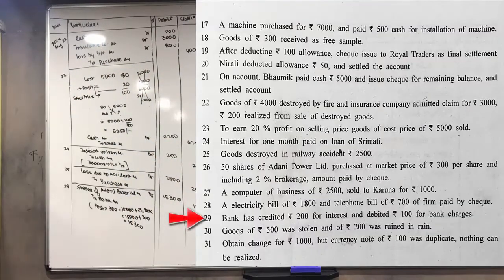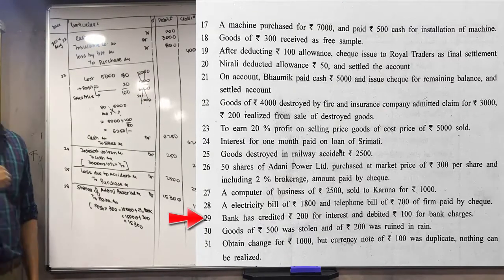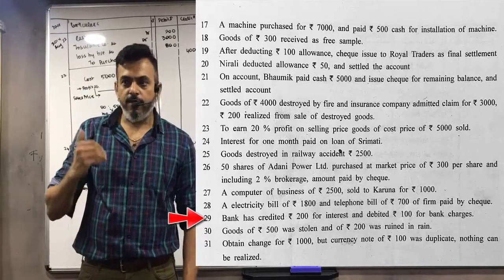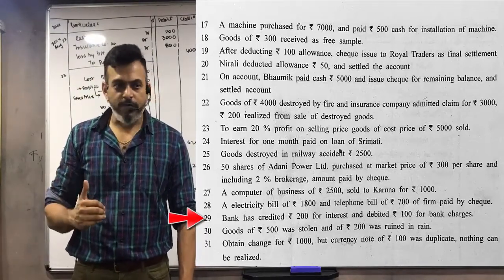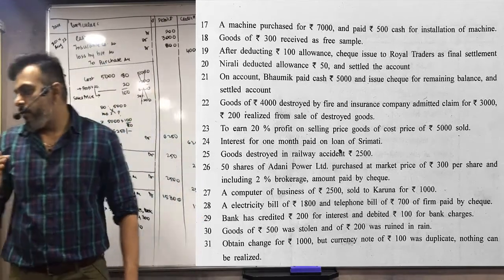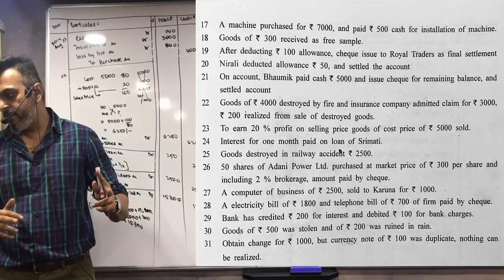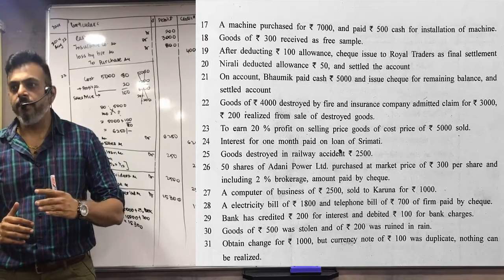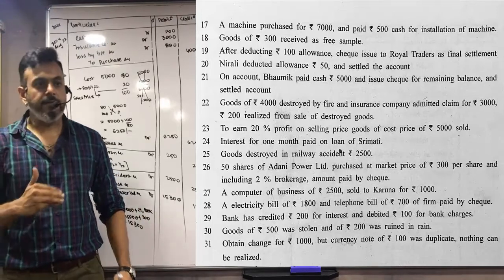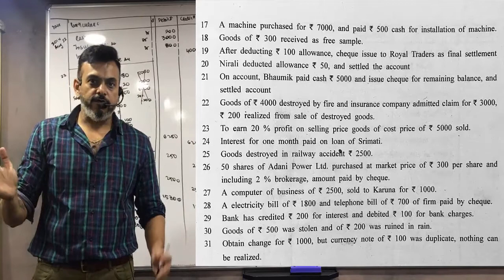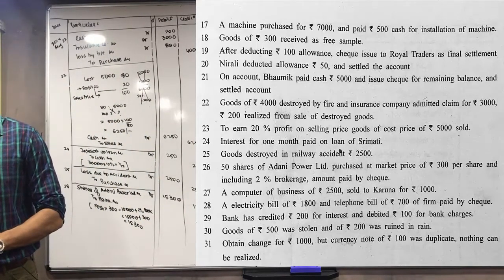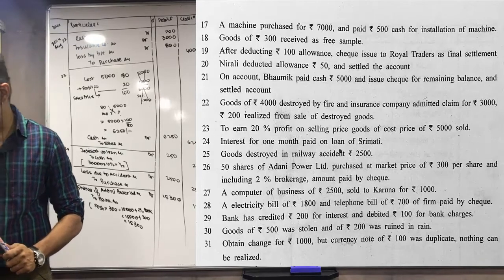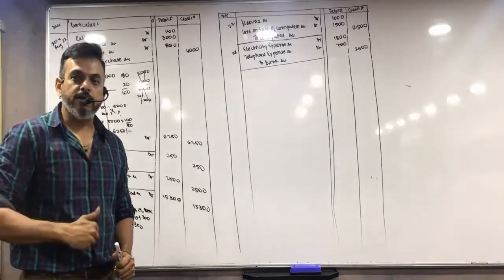Now, important, 29. Bank has credited 200 for interest and debited 100 for bank charges. We have done this transaction before, with almost the same amount. Now, here there are two transactions taking place, so we have to record them separately. One is for income and other is for expense. So we are not combining them. Let's do it separately. Bank has credited 200 for interest. So interest is our income or expense?